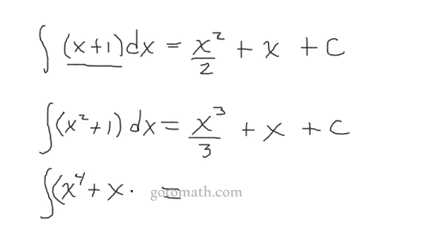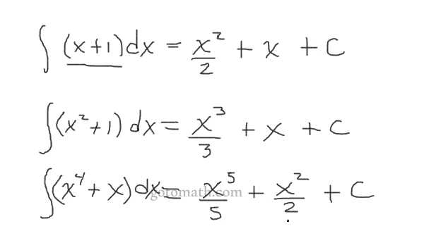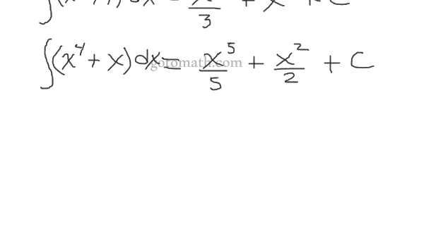Plus x dx. All right, so we're going to have x to the 5th over 5 plus, and then of course this is going to be x, remember, add 1 to the exponent, over 2, and then plus c. It's that simple. And you know something? We got lots of time. Let's work some more.